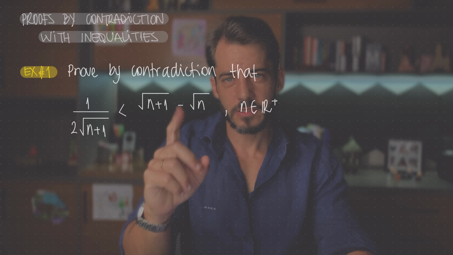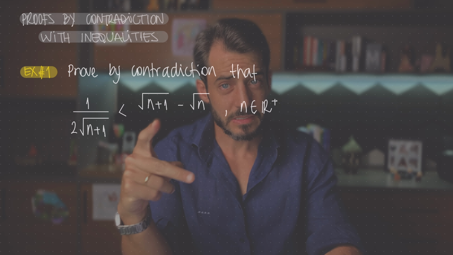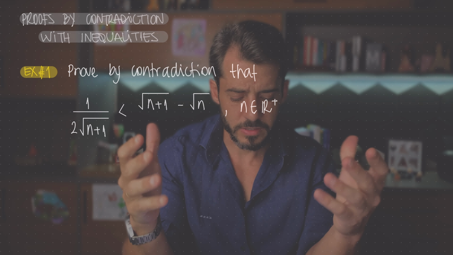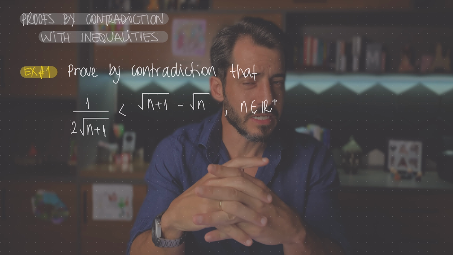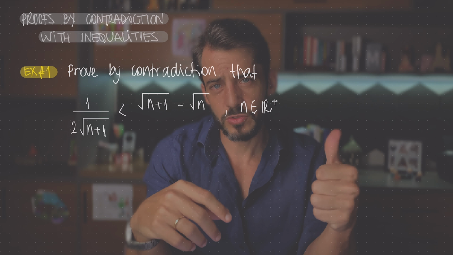Now let's tackle exercise number 1, which is this proof by contradiction. We have something which is less than something else for all positive real numbers. The negation of P will be greater than or equal to, as we saw before.